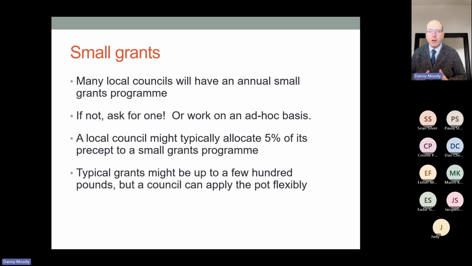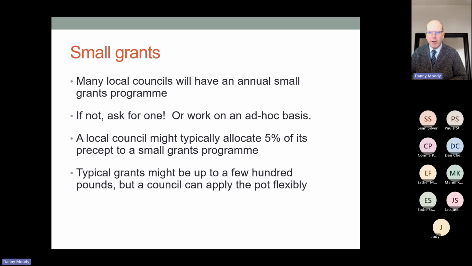You can work on an ad hoc basis, even if the parish council or town council hasn't got a small grant scheme formally. It's still worth writing to the clerk and saying, look, I know you haven't got a grant scheme, but we would like this support. Would you consider that on an ad hoc basis? There's no reason why a parish or town council can't do that. But clearly, it's better from the parish or town council's point of view to have a scheme and a structure and a programme and deadlines, and then they know where they are.